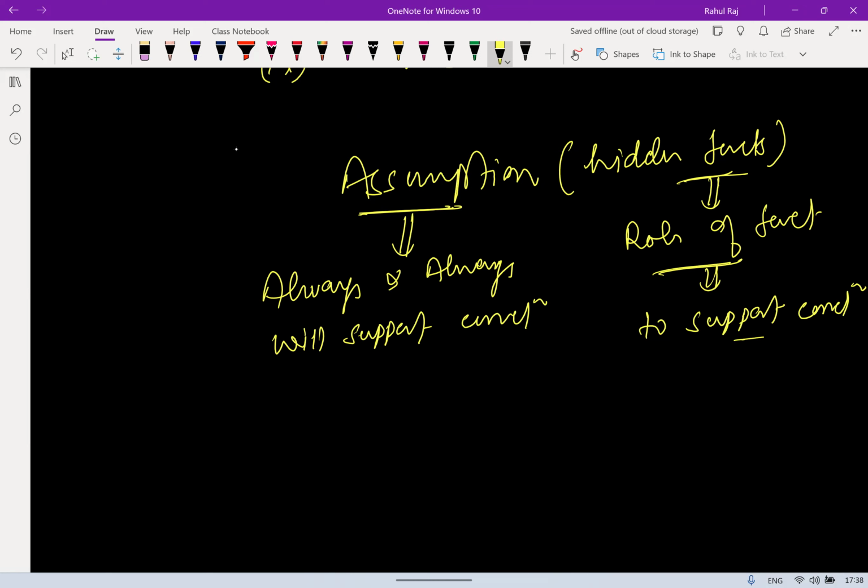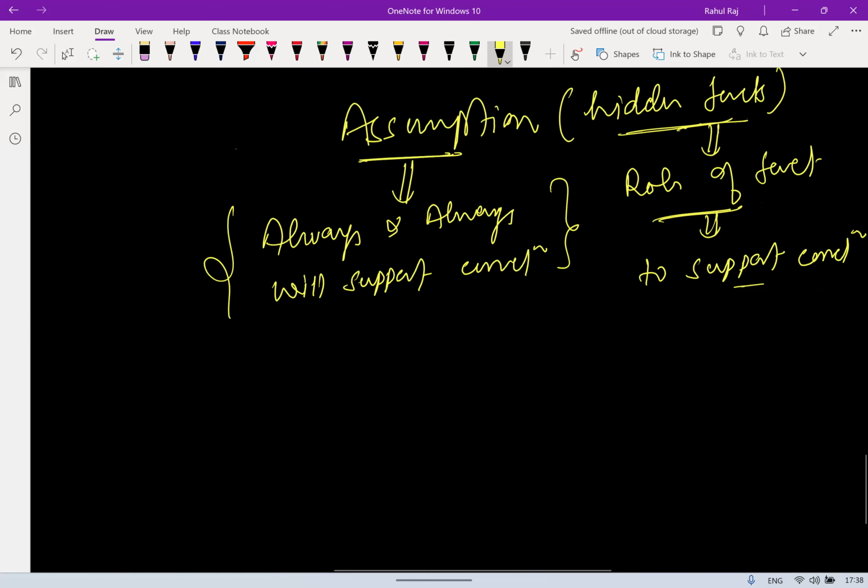Please see, assumptions are nothing but a hidden fact. This is just the meaning of assumption. I was just asking you the meaning of assumption: hidden facts. And what is the role of a fact? We have just studied. There is only one role of a fact in critical reasoning: to support the conclusion. Now, when the meaning of assumption itself is a hidden fact, I can always say assumptions are something which by default always and always support the conclusion. Something that is taken for granted.